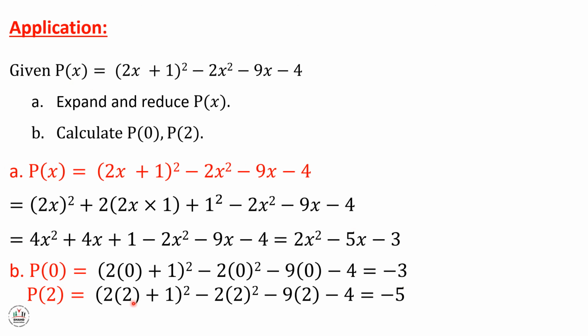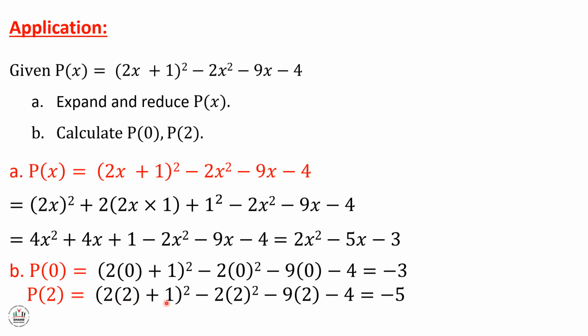Now let's calculate p of 2. Again, we need to substitute x by 2. So whenever we see x, we write 2. So (2 times 2 plus 1) quantity squared minus (2 times 2 squared, because here we have minus 2x squared. So we should substitute x by 2. So minus 2 times 2 squared, minus 9x becomes minus 9 times 2, minus 4).